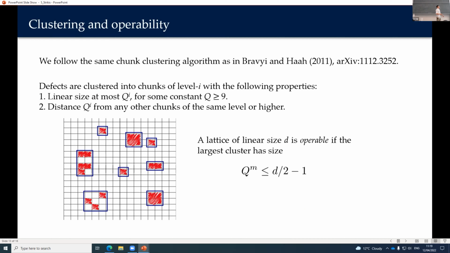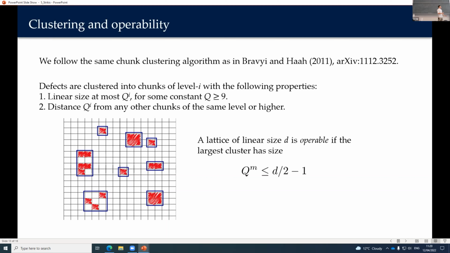So what we do is we use a clustering algorithm that is also presented in Bravyi and Hastings. It clusters fabrication defects into different levels, where each level has a linear size of at most q to the i, for some constant which our construction requires to be at least 9. It also says that every level-i cluster is at least distance q to the i from any other cluster of that level or larger. And that gives us enough properties to start using some very interesting analysis.